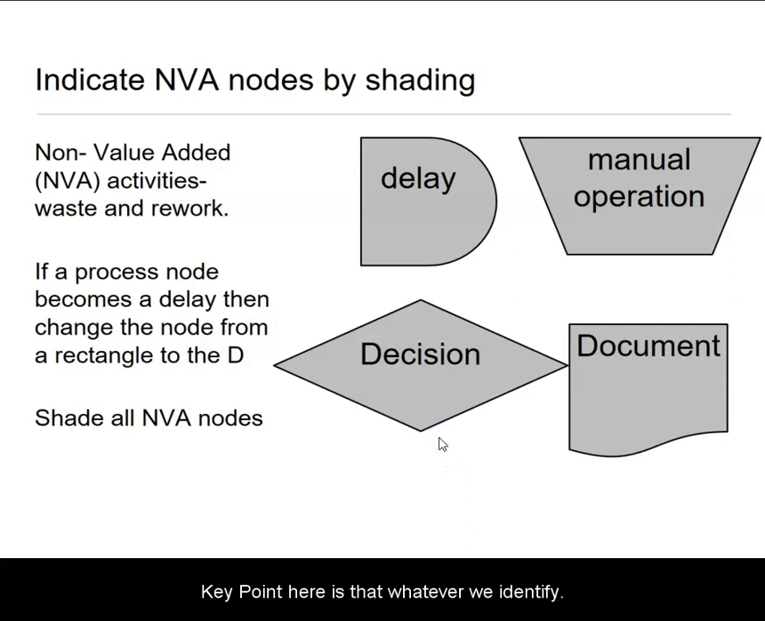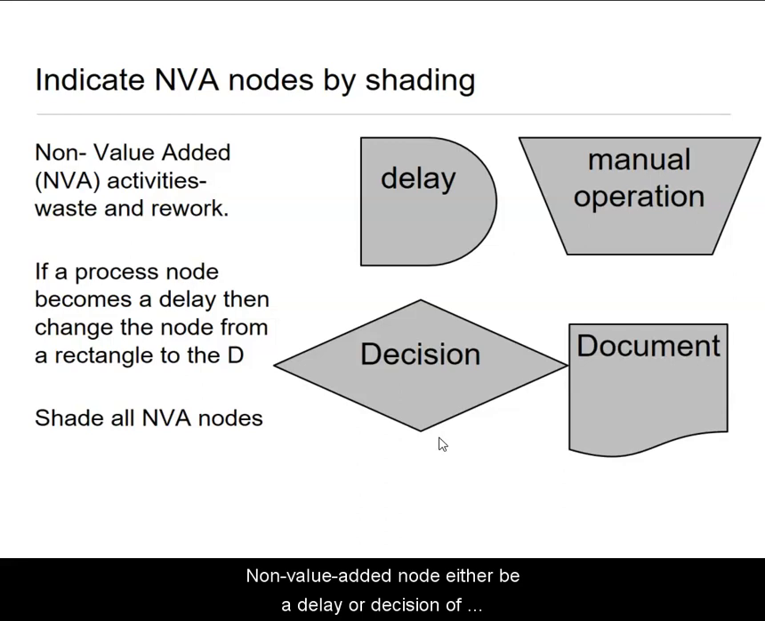Key point here is that whenever we identify a non-value added node, be it a delay, a decision, a manual operation, or a document, we want to shade it. We want to differentiate it from the other nodes to say, hey, this is non-value added.